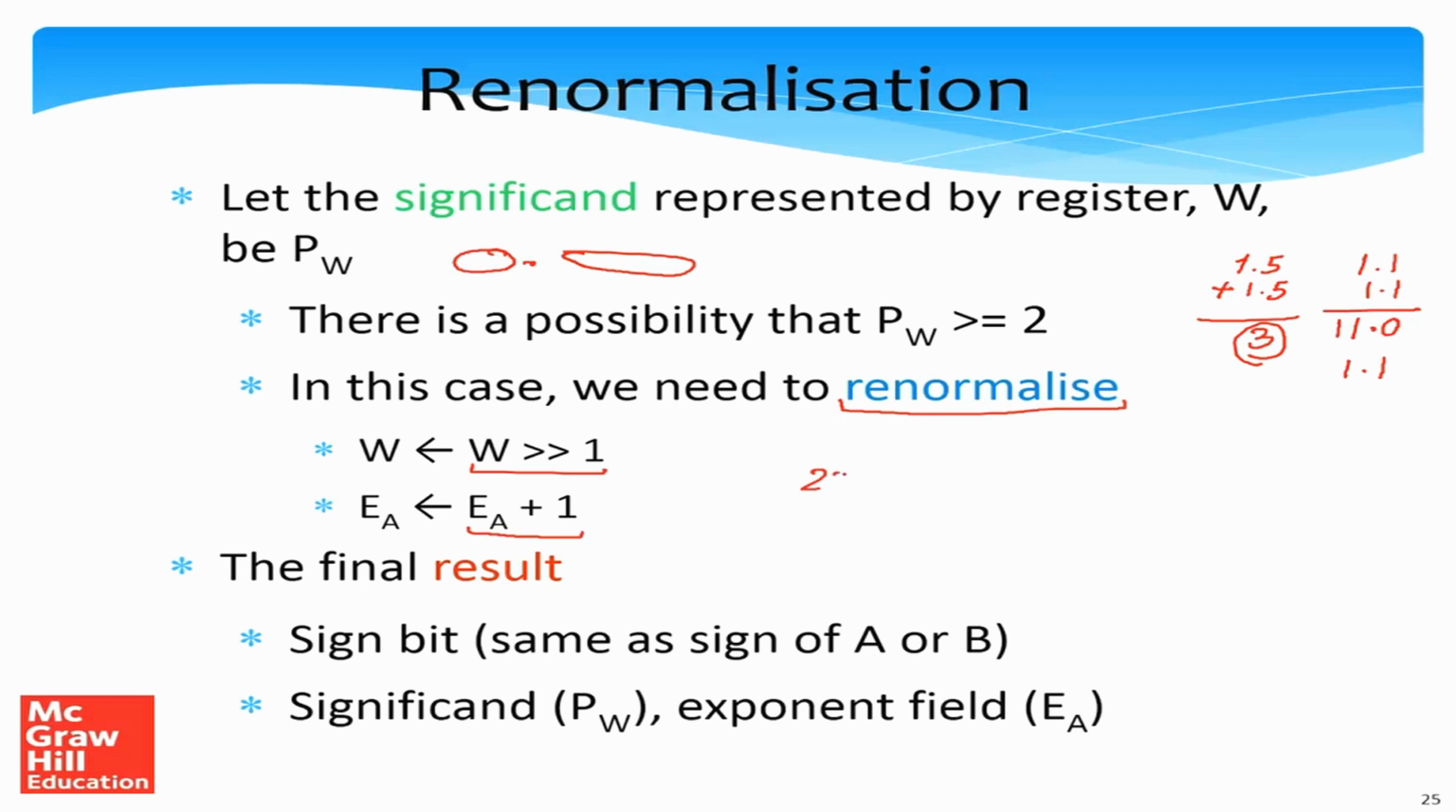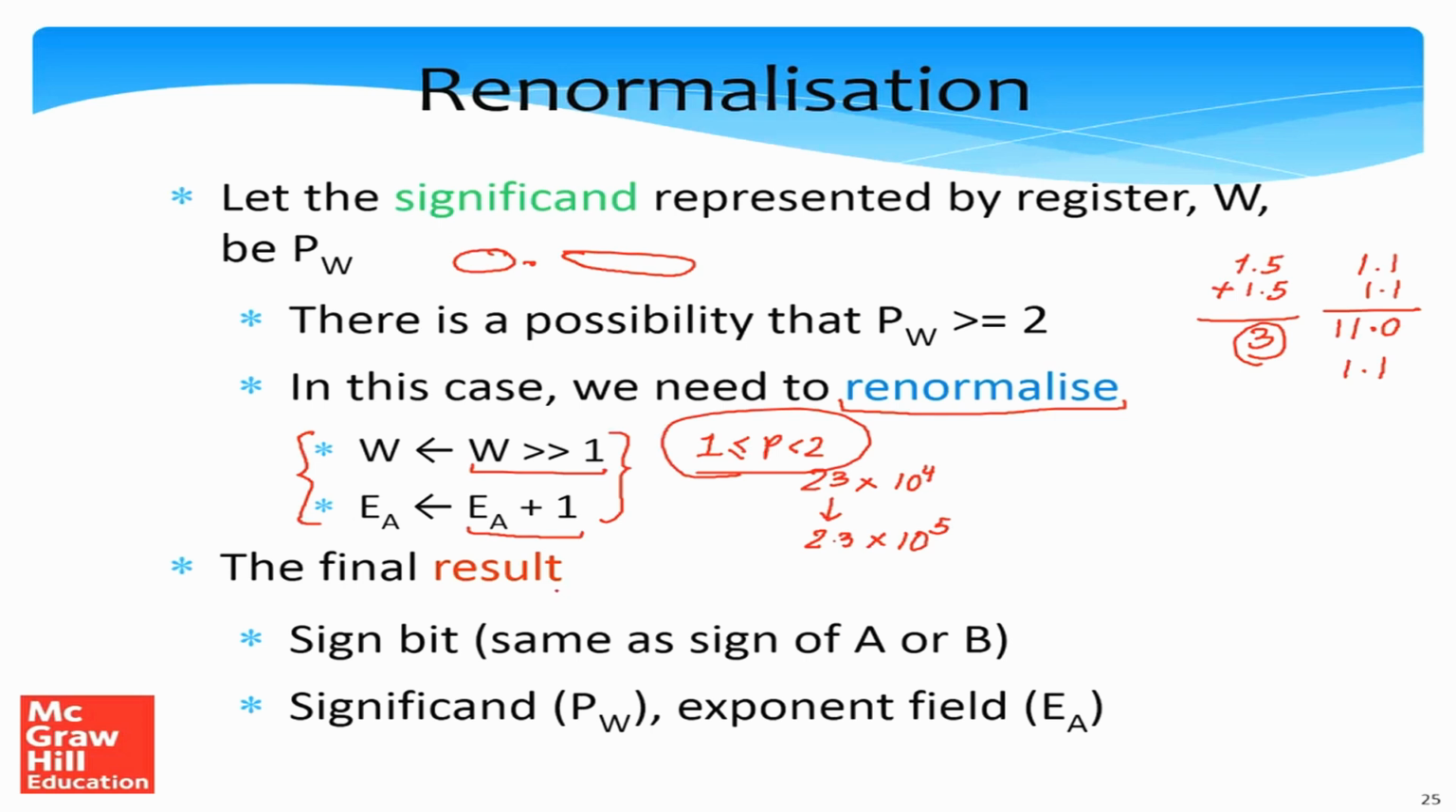Let's assume we have 23 times 10 to the power 4. But we don't want two digits to the left of the decimal point. So we can alternatively write this as 2.3 times 10 to the power 5. So essentially I'm right shifting it by one position and I increment the exponent. We are doing exactly the same in binary to ensure that our significand is between 1 and 2.